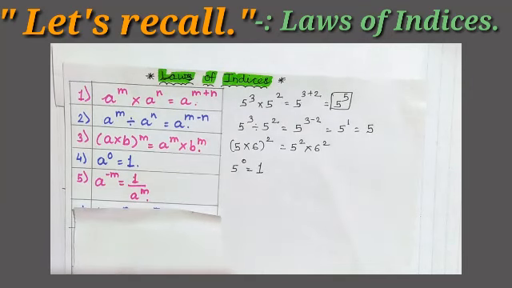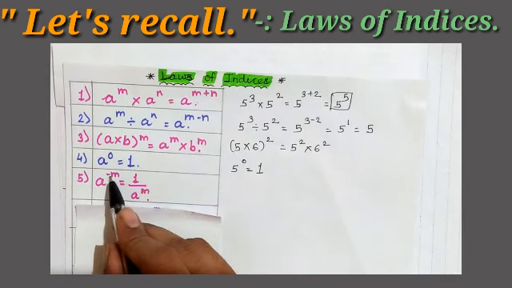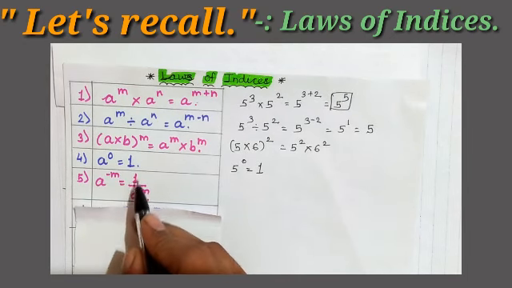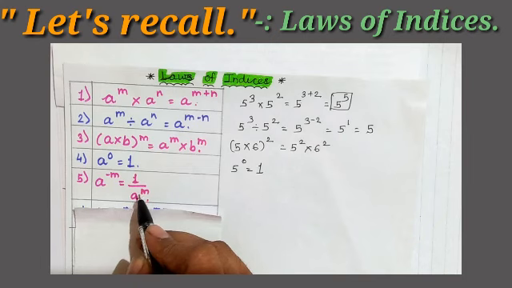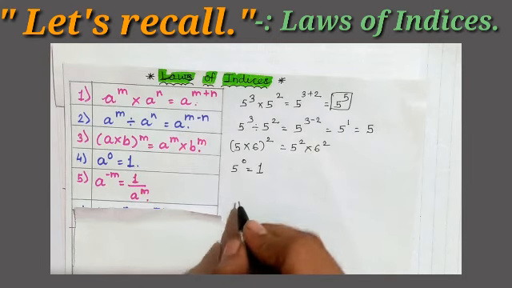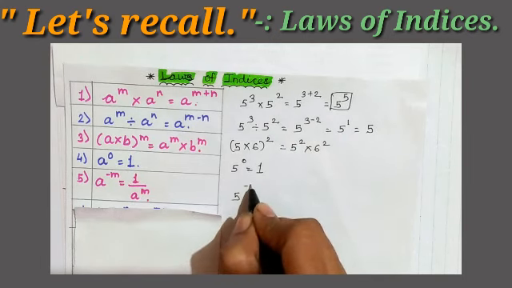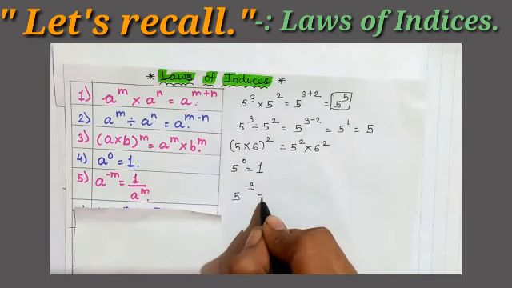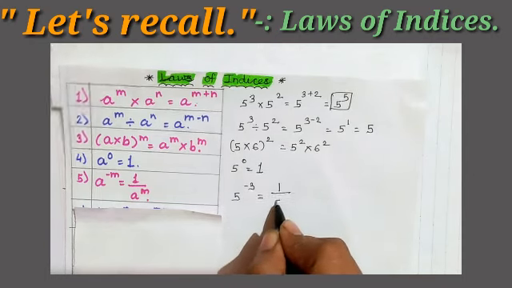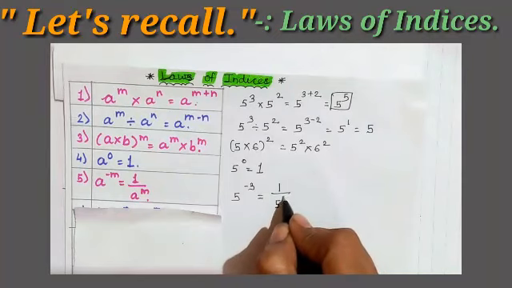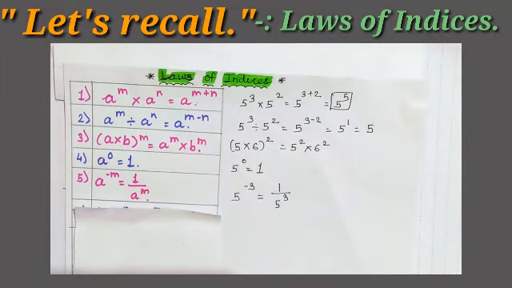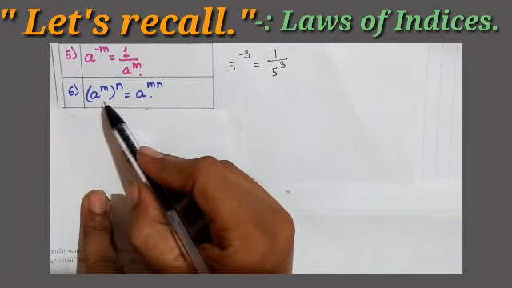Our fifth law was, a raised to negative m is equal to 1 upon a raised to positive m. Let's see how it is possible. 5 raised to negative 3 is equal to 1 upon 5 raised to positive 3.